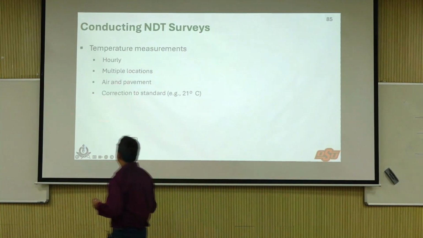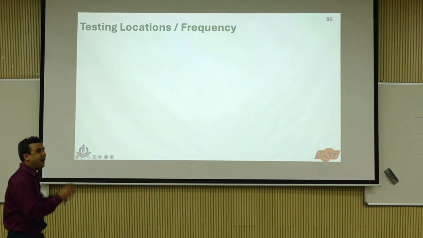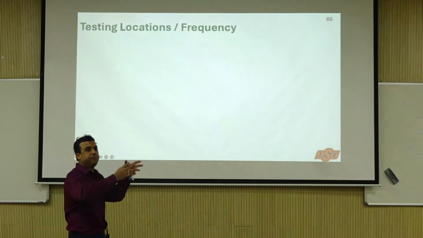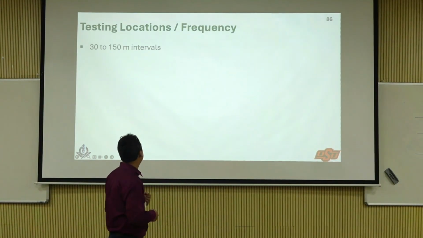So you have to have temperature measurements, you have to have air and pavement temperatures, you have to have corrections, you have to compare everything to a standard temperature, otherwise there is no comparison, right? You have to do temperature corrections and stuff like that.